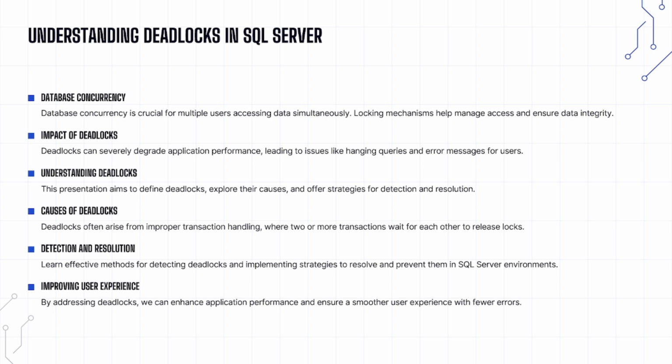And finally, improving user experience. The ultimate goal of understanding and managing deadlocks is to provide a smooth and efficient experience for the users of your applications. By minimizing deadlocks, we can significantly improve application performance, reduce errors, and ensure that users can access and interact with data without frustration. This translates to increased productivity, customer satisfaction, and overall business success. Think about your own experience with slow or unresponsive applications. You know how important performance is.